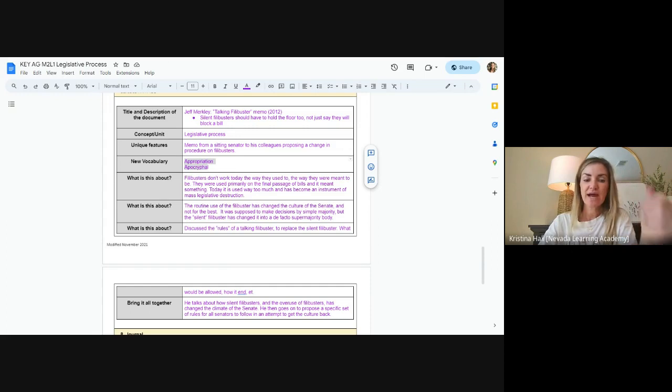Some of the new vocab: appropriation, being assigned. Rashi? So what is this about?